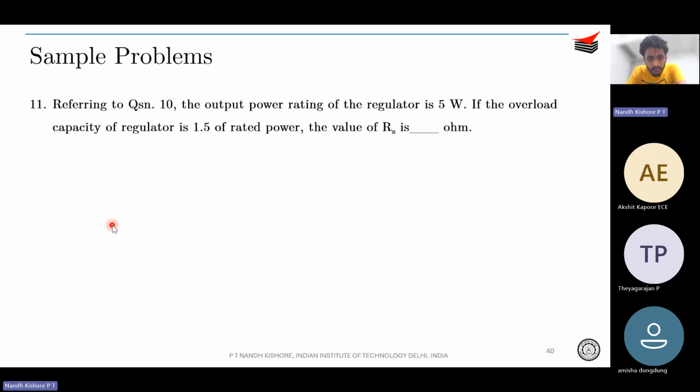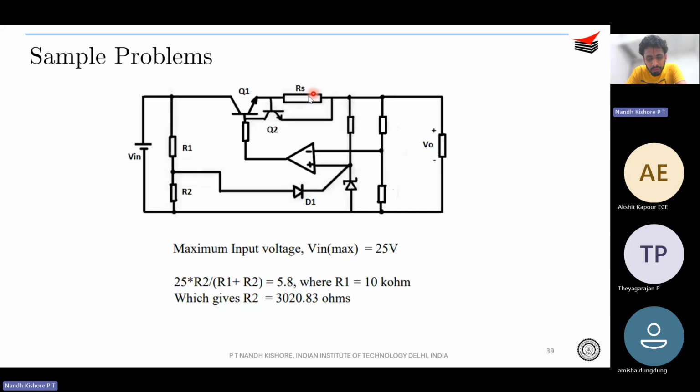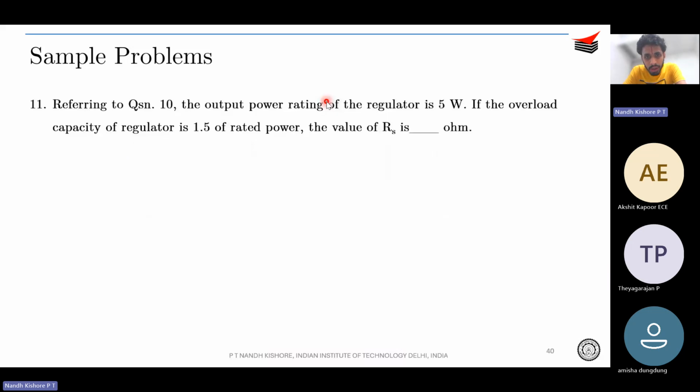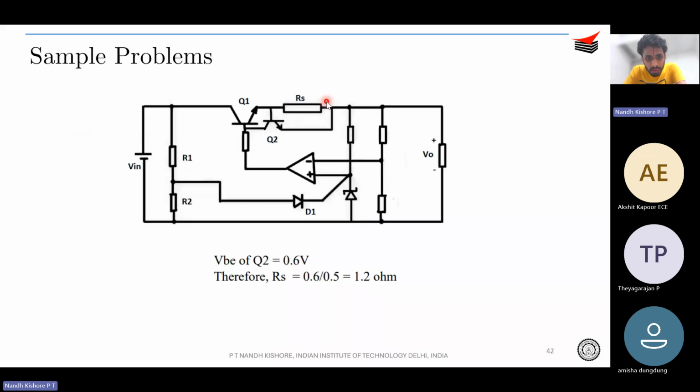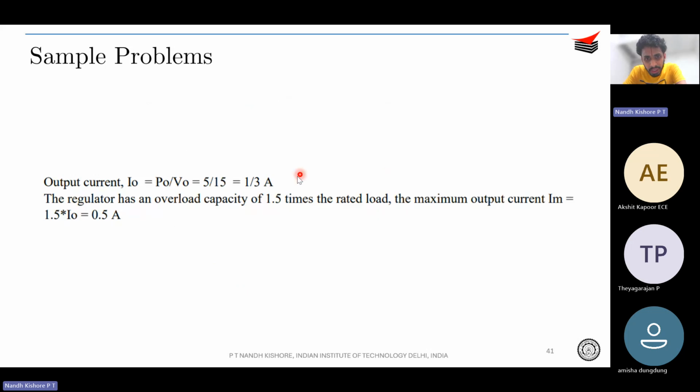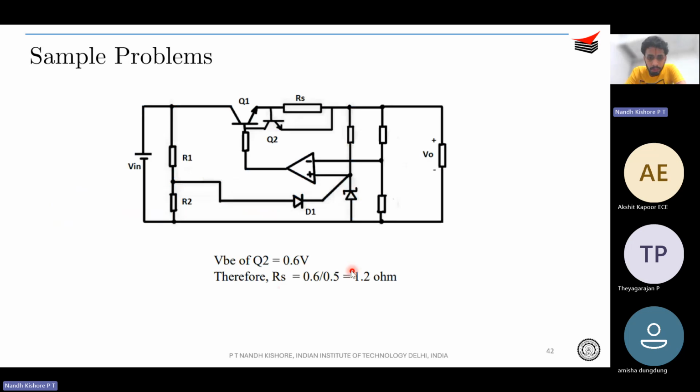So you need to design your RS for the maximum output current, right? That is 1.5 times the rated power. So again, do the same thing. VBE is equal to I naught into RS, or I rated into RS. So VBE is 0.6, therefore RS is equal to 0.6 divided by the maximum current. Maximum current is 1.5 times 1 by 3, that is 0.5 amps. Okay. So RS is equal to 0.6 by 0.5, which is 1.2 ohms.